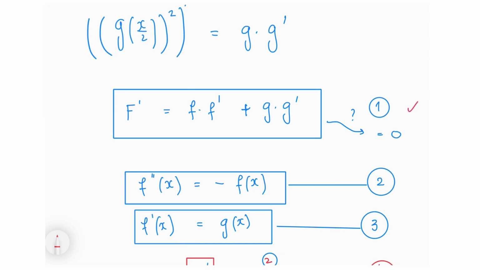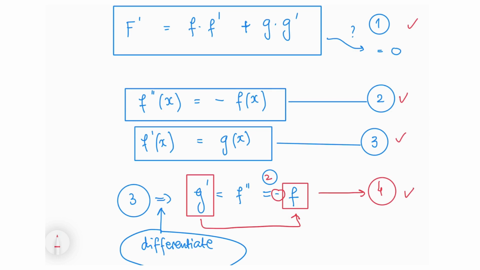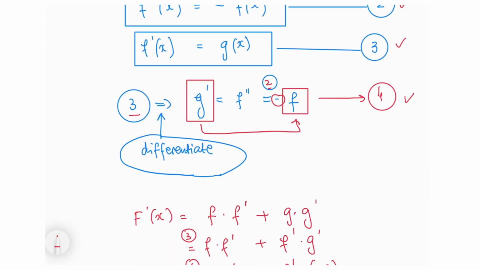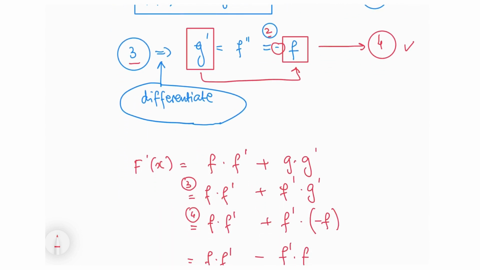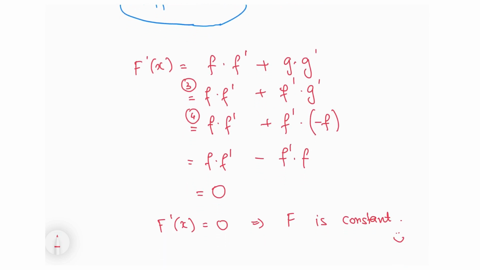First we have obtained this relation, then we have used our two given relations 2 and 3 to obtain relation 4. You can see we have 3 and 2, and then we are able to use that to conclude that F prime of x is 0.